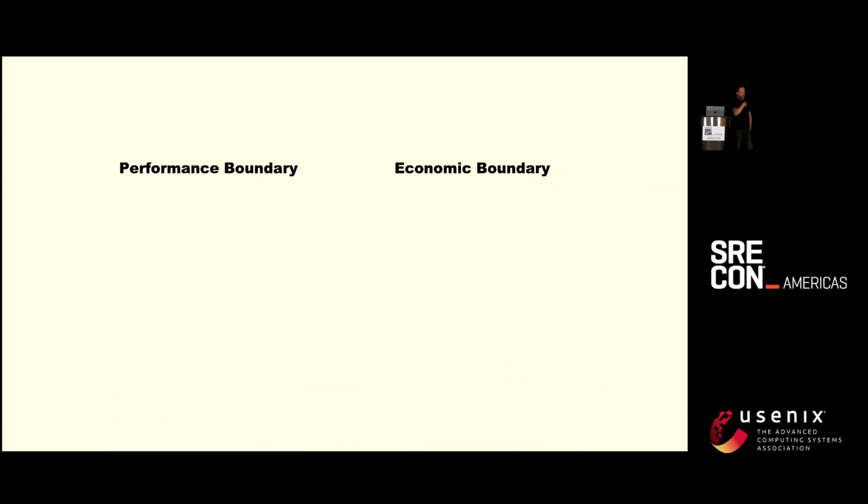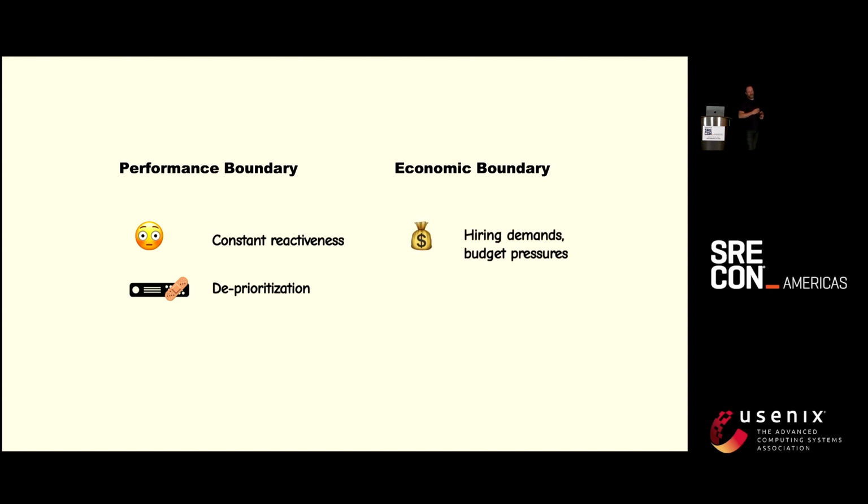So lastly, on the workload barrier, its impacts are going to be basically a lot of reactiveness on the performance barrier and a lot of deprioritization of things that could proactively prevent your company from crossing that line. Mostly on the economic barrier, it's hiring demands and also revenue implications if you no longer have the amount of people to build the things that you want to do.